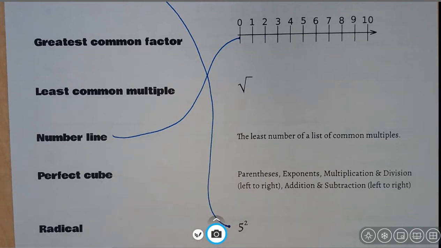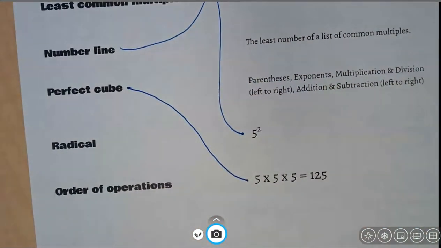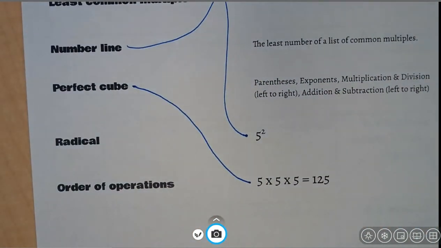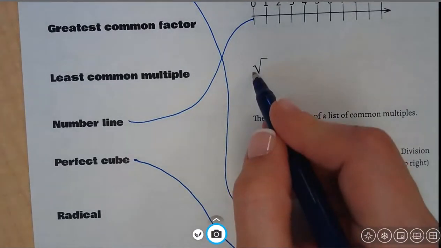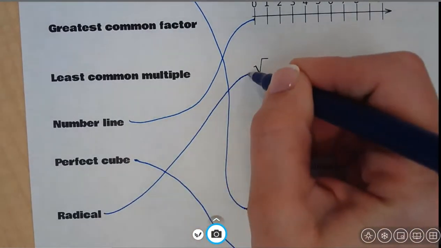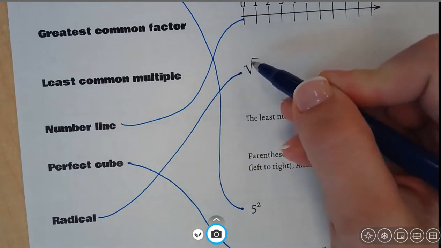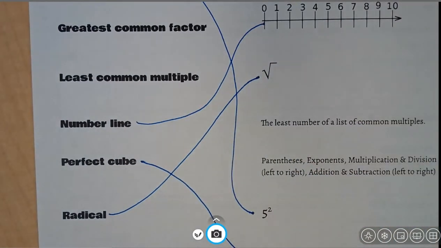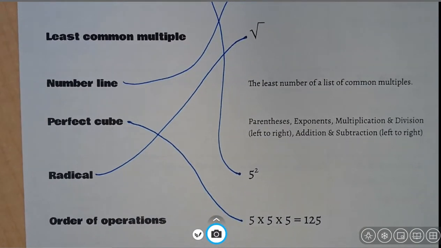Perfect cube would be what number times itself again would equal something. So that would be the 5 times 5 times 5. That's one example of a perfect cube. If you remember, radical is the one that looks like a division bar, but it has the extra little line on it. It's to symbolize square root, or if there was an exponent here like a 3, that would be cube root.